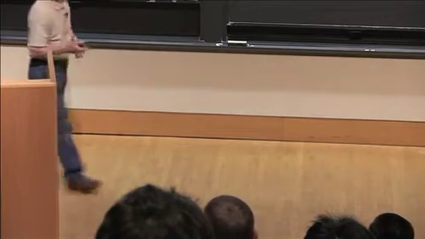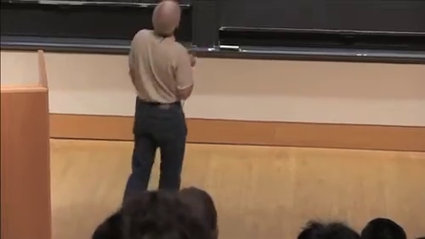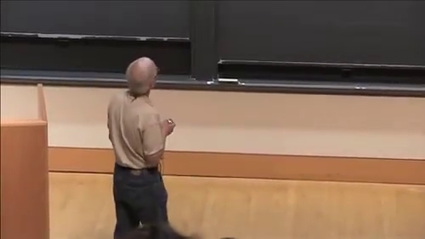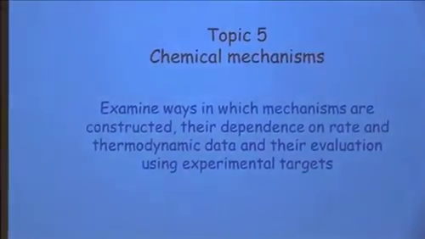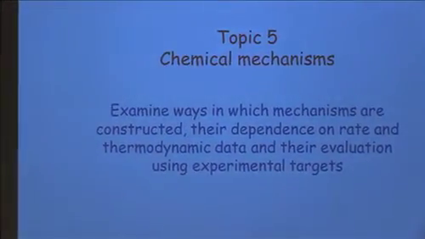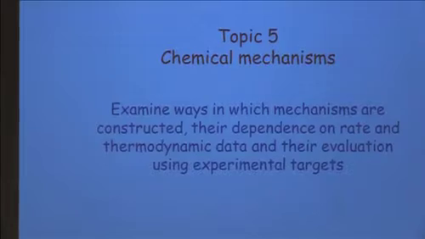Okay, so we're going to look at ways in which mechanisms are constructed, their dependence on rate and thermodynamic data, and their evaluation using experimental targets. So they're complicated entities. There are many uncertainties in the parameters that go into them, and so we need to be able to test them against experiment.